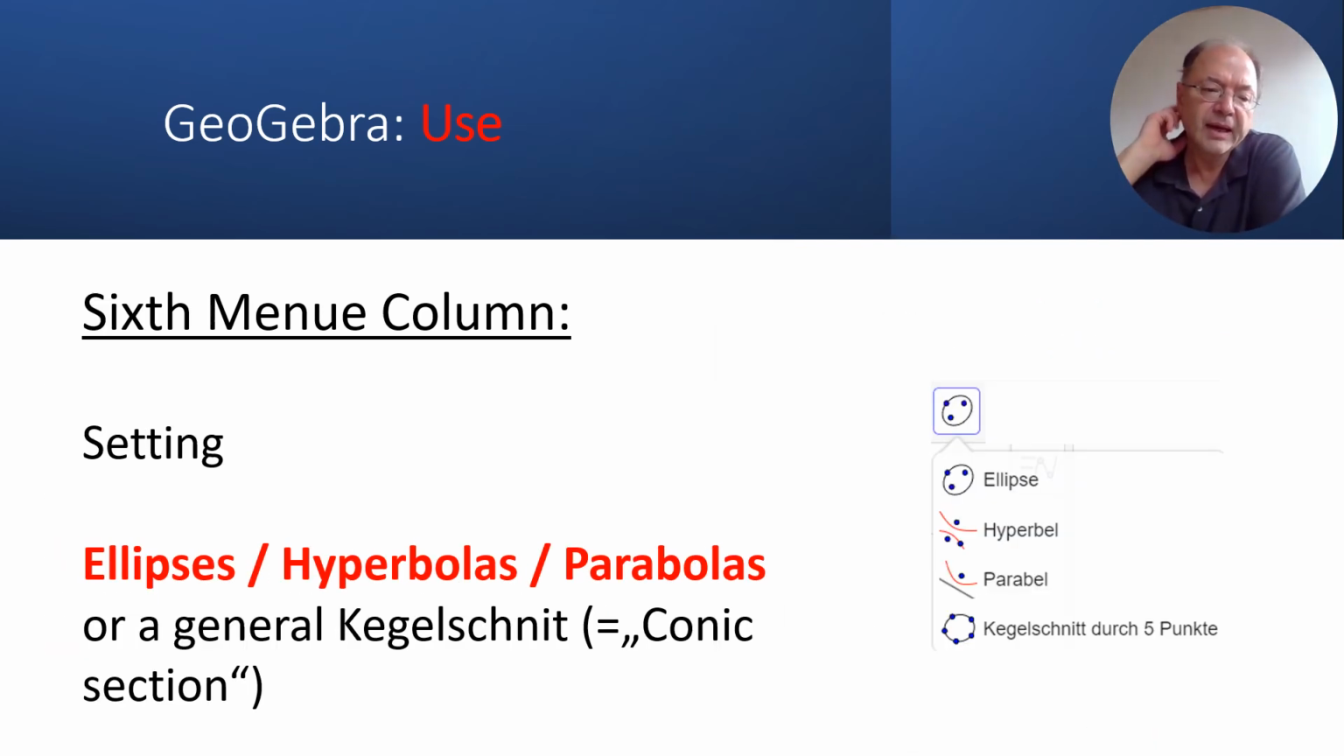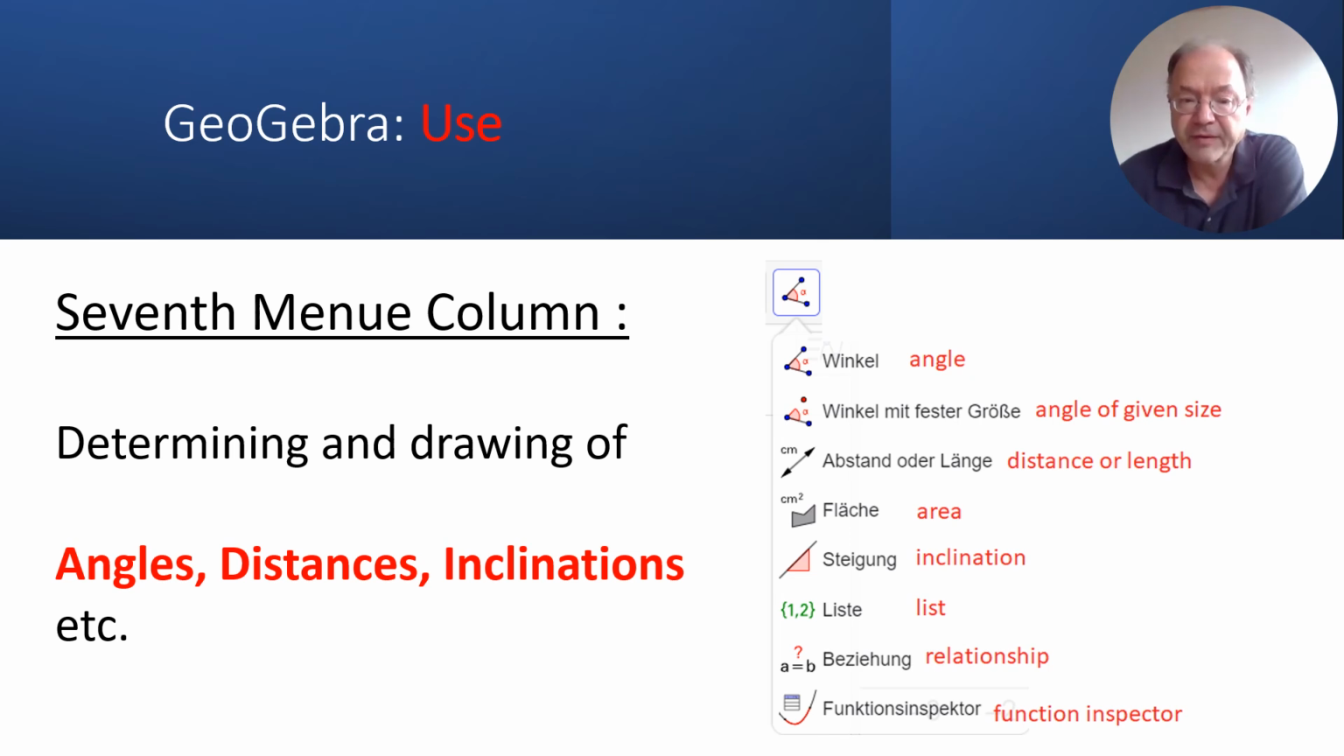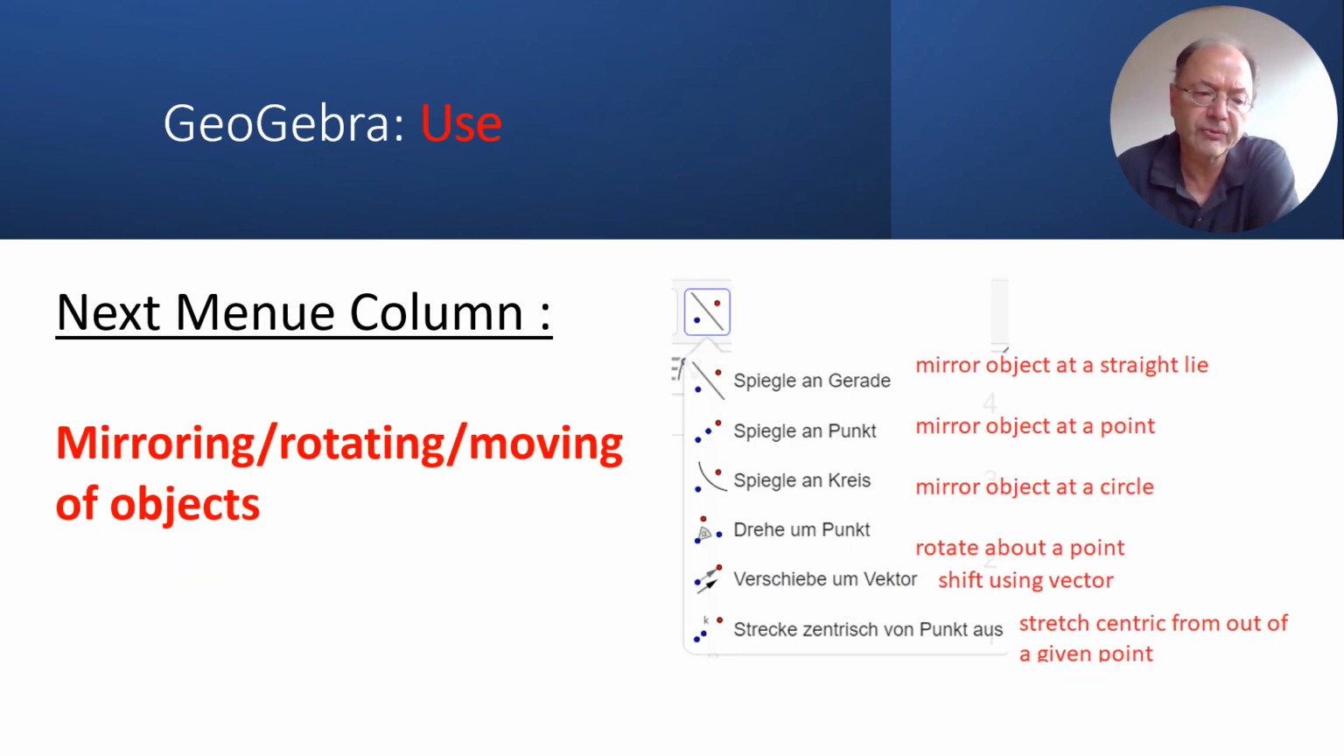The sixth menu column is about setting ellipses, hyperbolas, parabolas, so all the conic sections are here. The seventh menu column, determining and drawing angles, distances, inclinations. As you see, you can find an angle between 2 straight lines, put in an angle with a given size, determine a distance or length, area, inclination, list, relationships, function inspector, all different versions of interrelated measuring tools within the geometry.